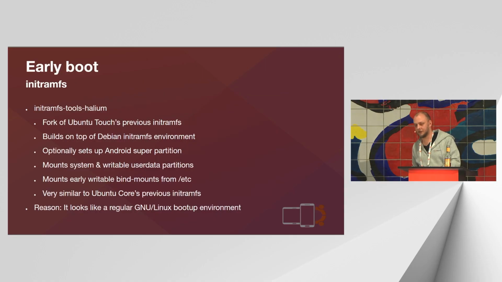Now, bootup, early boot and Initramfs. We're going to go through 3 different types of bootup. We have initramfs-tools-halium, which is similar to what people working on Ubuntu Core or Ubuntu Touch are used to. It's a Debian environment which sets up the Android super partition, which sets up the system and the writable user data partition. It mounts some of the bind mounts for writable paths on top of the read-only system. And it looks very similar to what Ubuntu Core used to look like from the Initramfs perspective. Reason? It looks like a regular GNU/Linux bootup environment.